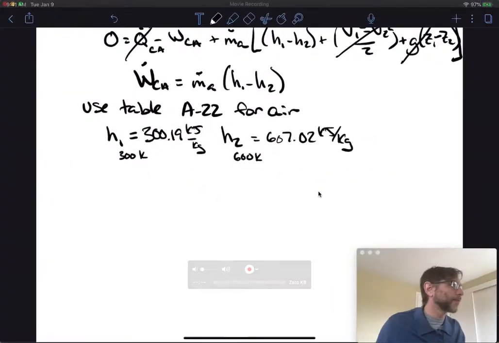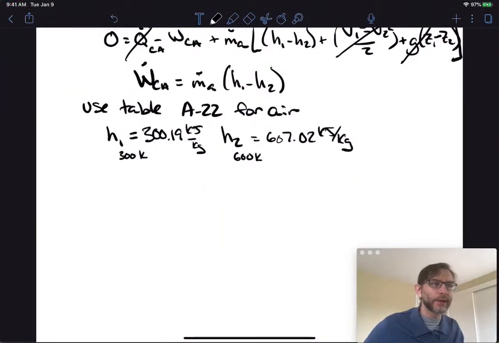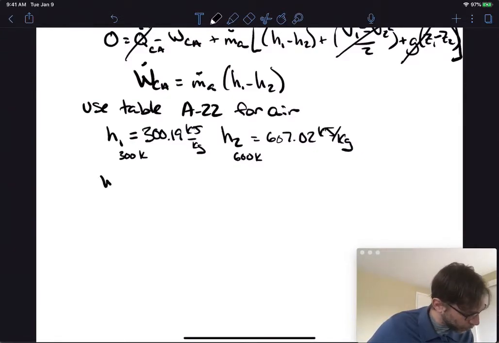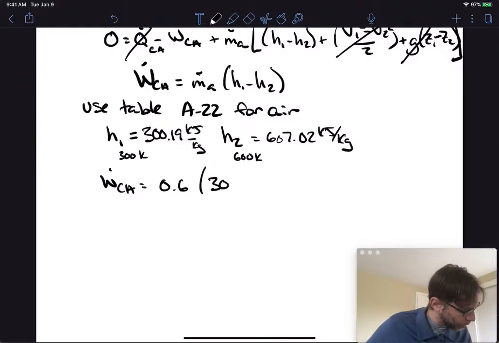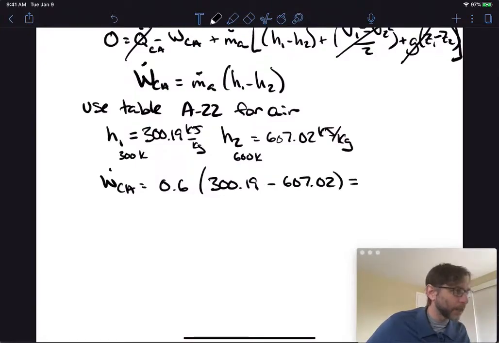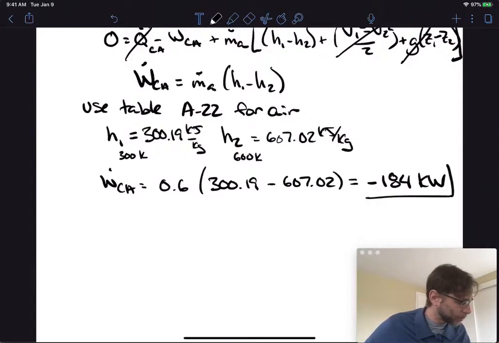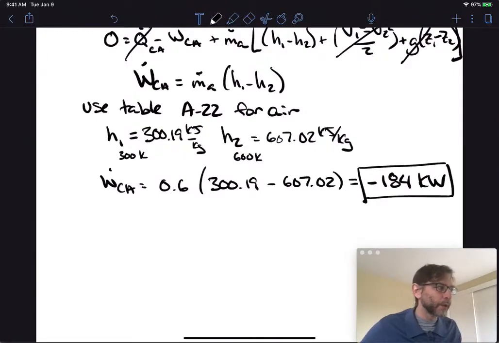Okay, so we did that. Now we have to go here and we can just solve this thing because we have kilograms per second, so we have mass flow. So W dot CA is equal to 0.6 kilograms per second, the mass flow that we were given, times H1 minus H2, which is 300.19 minus 607.02. This ends up equaling negative 184 kilowatts. So that's the answer to part of A1, if you will. Remember, it's a negative number, which means that there's work going into the control volume.